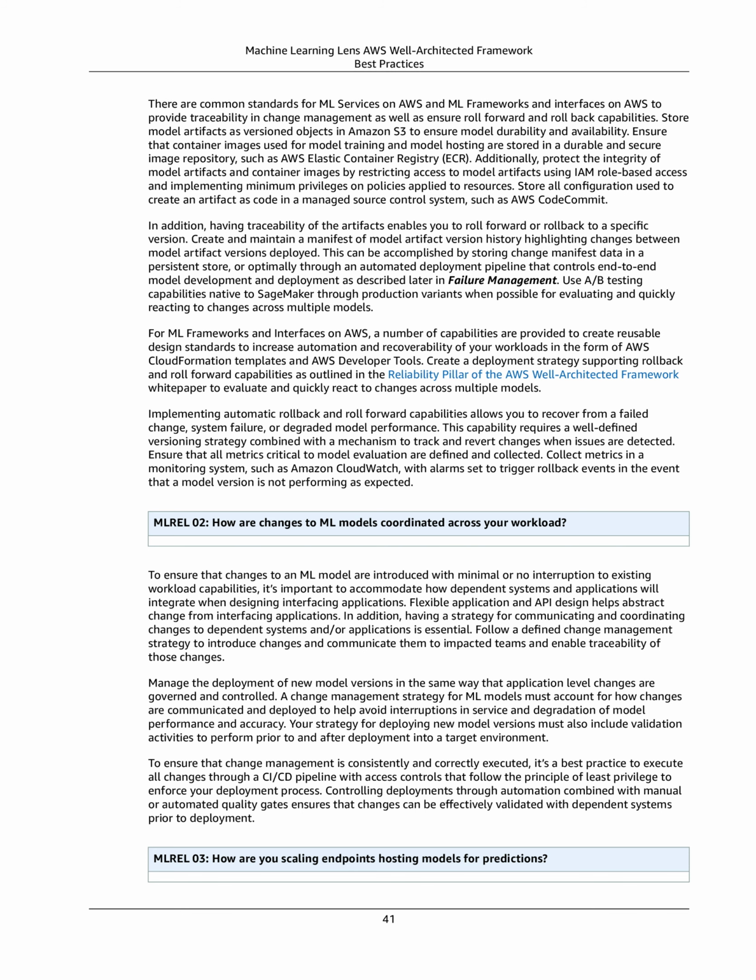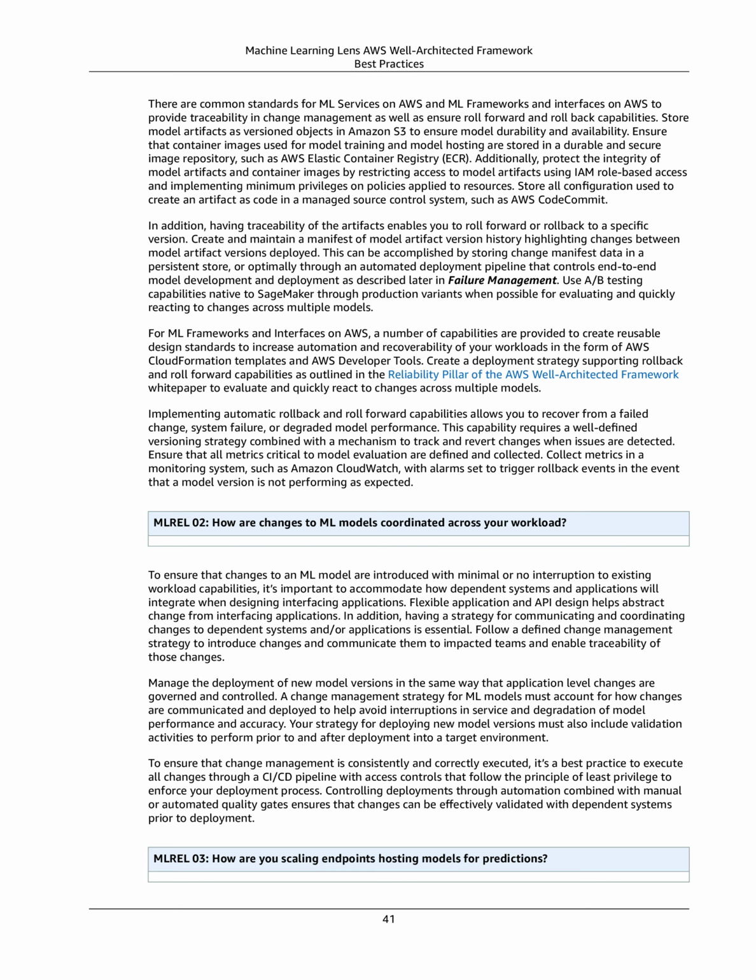MLREL 02: How are changes to ML models coordinated across your workload? To ensure that changes to an ML model are introduced with minimal or no interruption to existing workload capabilities, it's important to accommodate how dependent systems and applications will integrate when designing interfacing applications. Flexible application and API design helps abstract change from interfacing applications. In addition, having a strategy for communicating and coordinating changes to dependent systems and/or applications is essential.